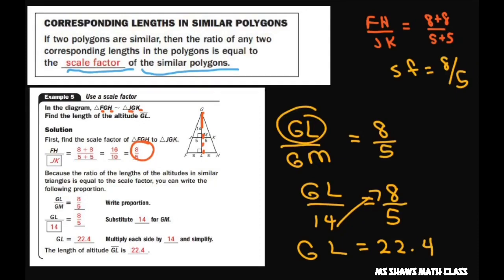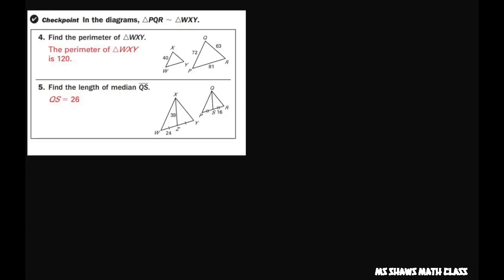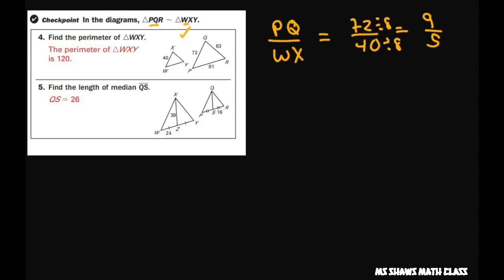All right. And the last note is we need to find the perimeter of which triangle? This one. So first of all, let's find the scale factor. So we know WX goes with PQ. So it's PQ to WX is the scale factor. So that's going to give you PQ is 72 to 40. And when you reduce that, 72 divided by 40 is 9 to 5. Basically, you're just dividing each of these pieces by 8. So divide by 8, divide by 8. So that's your scale factor.